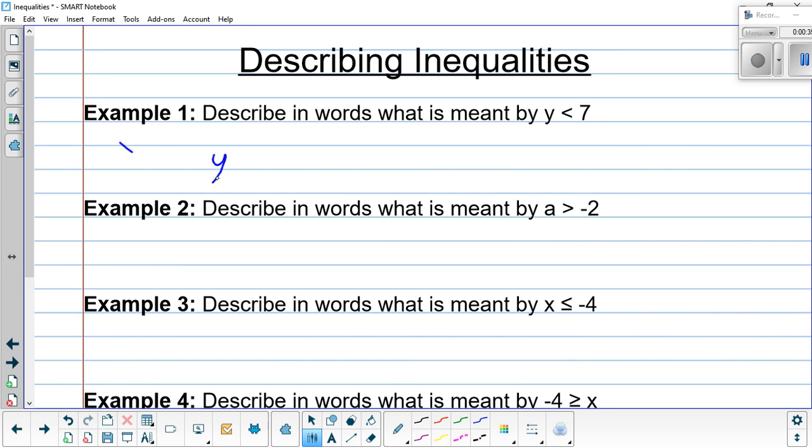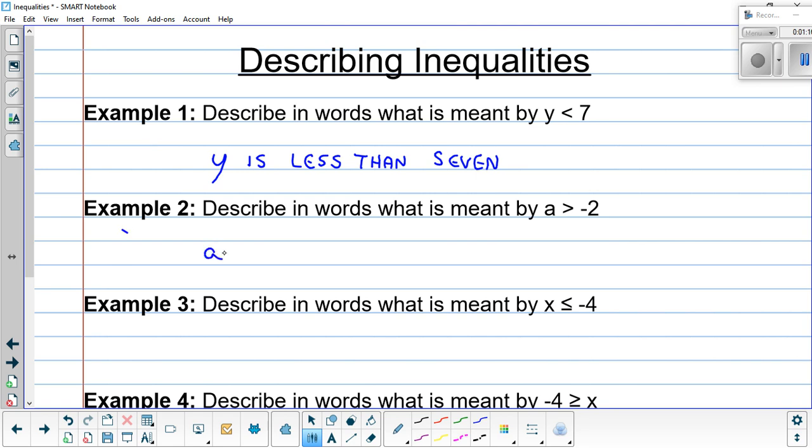We say y, and then, well, what's the next thing? That is y is less than, right? That's our operator. And then we have 7. So that's literally what it says there, just in words. That's our operator, that's the number, that's our variable. The only thing we're missing is that we want to make it sound like a sentence, so y is less than 7. That is that.